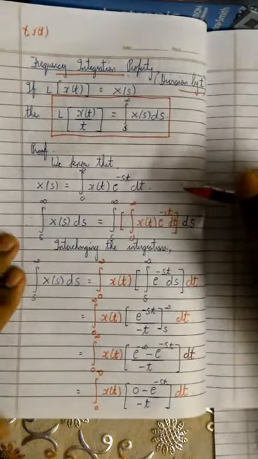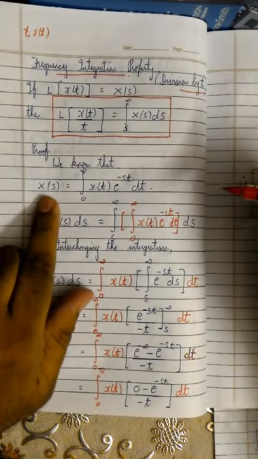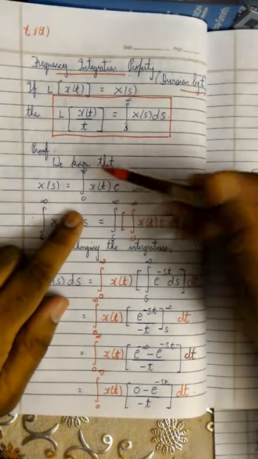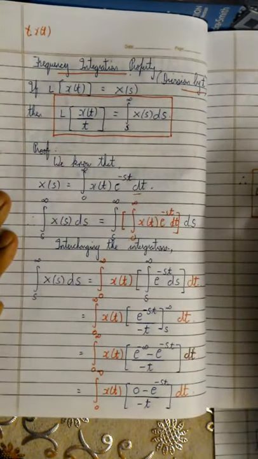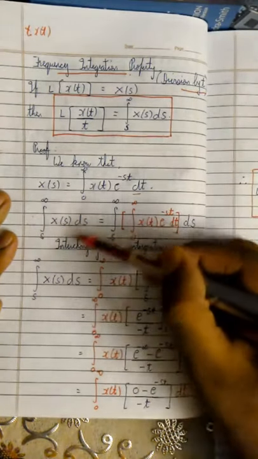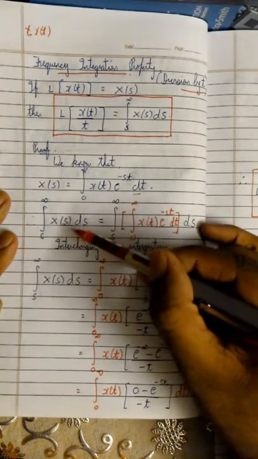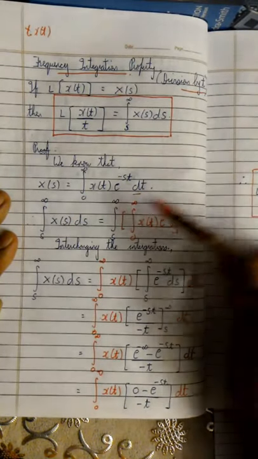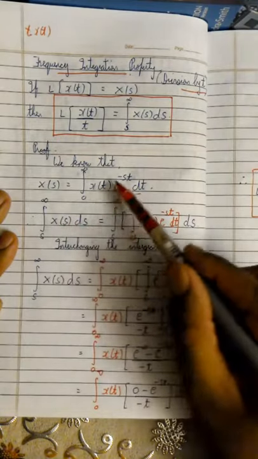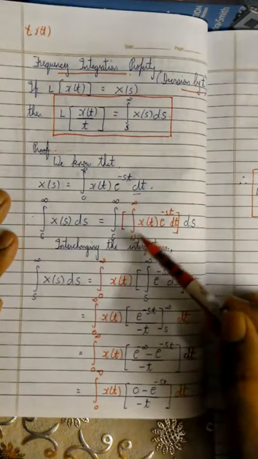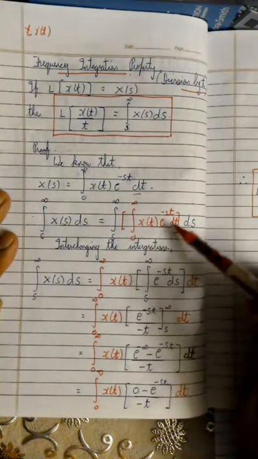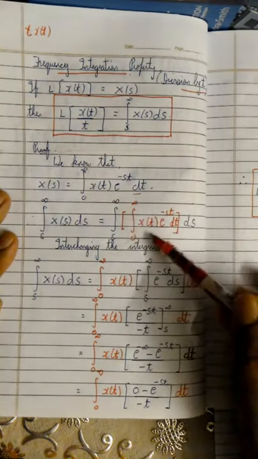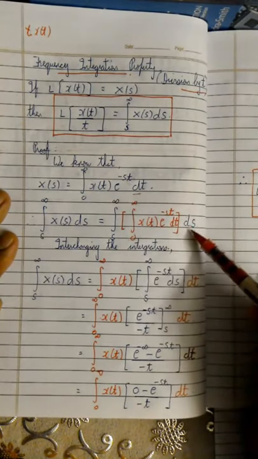We know that the Laplace transform of x of t, that is X of s, is equal to the integral from 0 to infinity of x of t into e raised to minus st dt. Now I'm going to find the value of the integral from s to infinity of X of s ds. I substitute this X of s, so I get the integral from s to infinity of the integral from 0 to infinity of x of t e raised to minus st dt ds.